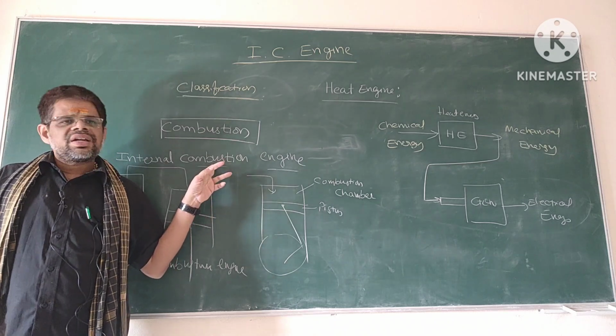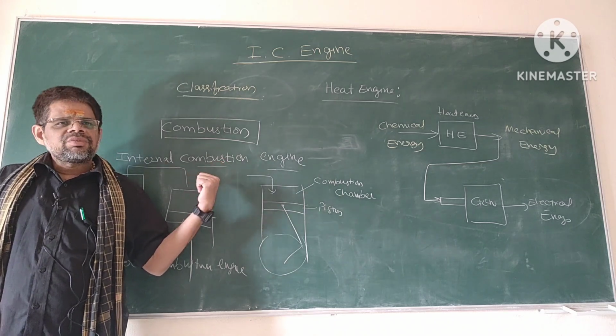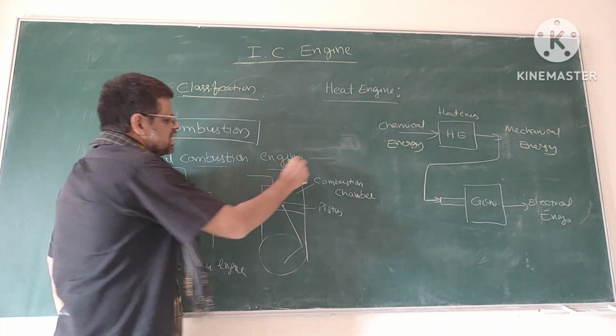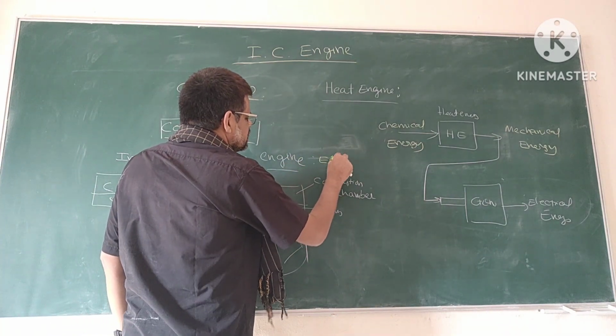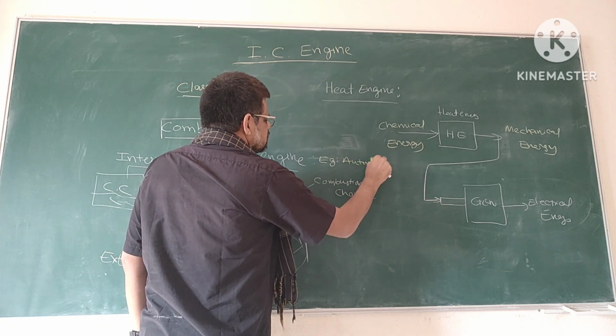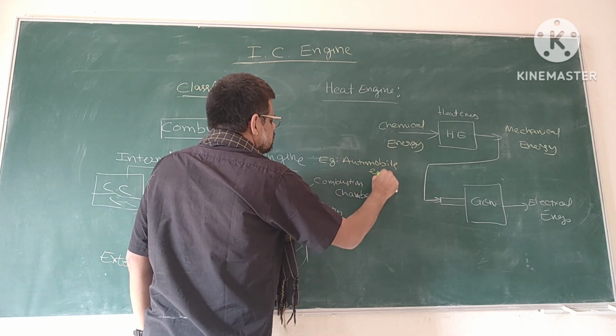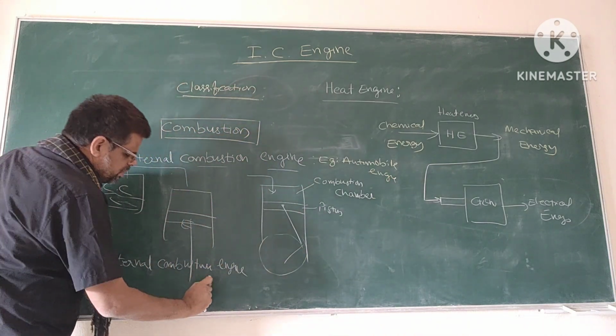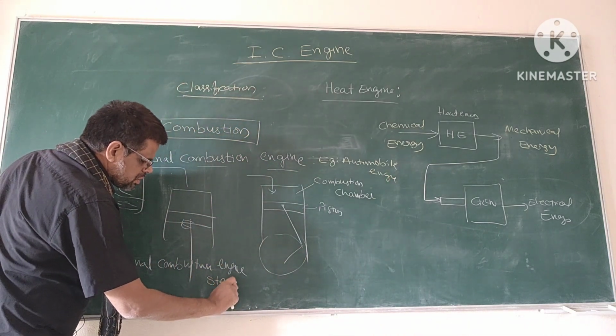Okay. So the example for internal combustion engine is our automobile engines. So the example is automobile engine. They are like car, bus, all these things. And the example for external combustion engines are steam engines or steam locomotives.